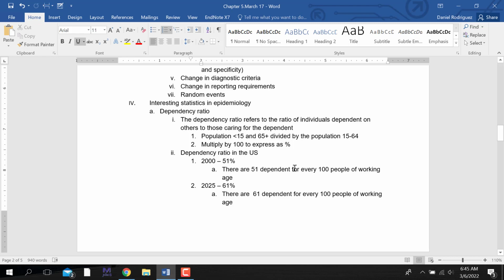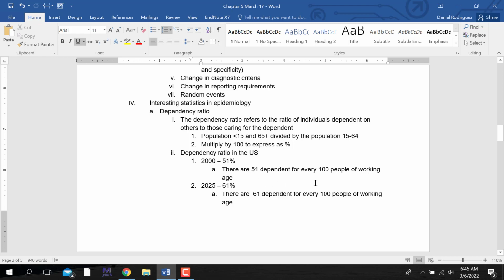So what is the dependency ratio? Well, it's the ratio of people lower than 15 years of age or 65 and above to those who are between 15 and 64, right? These individuals who are below 15 and greater than 65 are generally being taken care of by individuals who are between 15 and 64. I've got a few more years left where I can take care of people, but soon enough you'll be taking care of me, right? So the dependency ratio in the US was 51%, right?